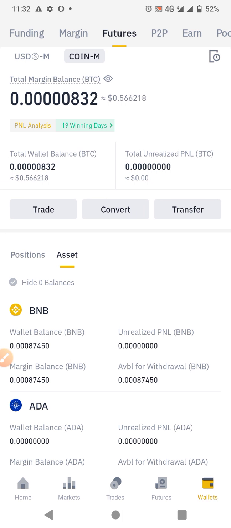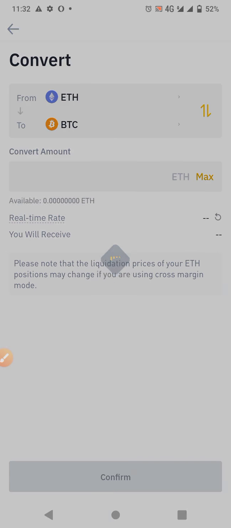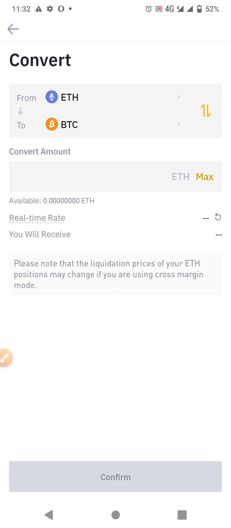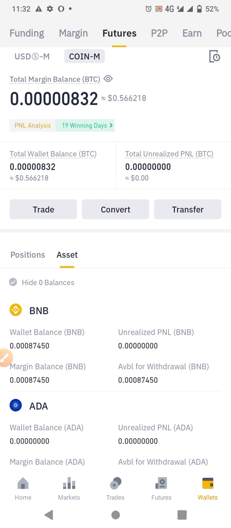Now that I've gone back, this is the transfer and this is the convert. The convert is if you want to convert from one coin to another. I guess I sent the first video for the class where I explained how to convert. So let me just go back. Now let's go to the trade.